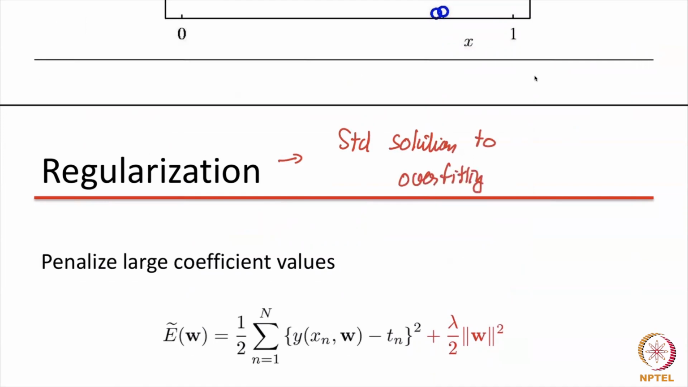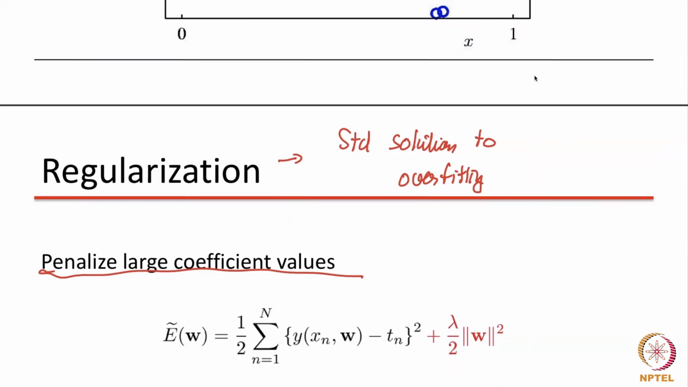And the idea is very simple. You penalize large coefficient values. What does that mean? There are different ways of looking at regularization. I am showing you one way, which is standard and linear. I'll show you a couple of more ways in the next video when we come to nonlinear regression and how we actually do regularization there.